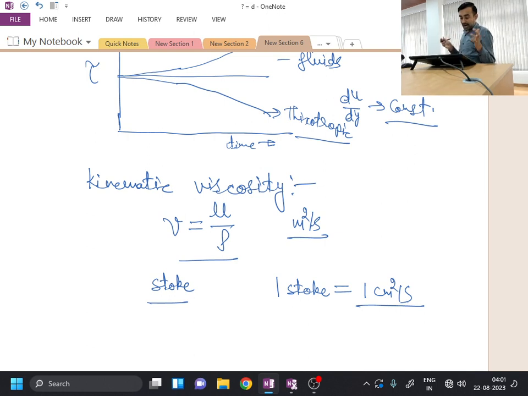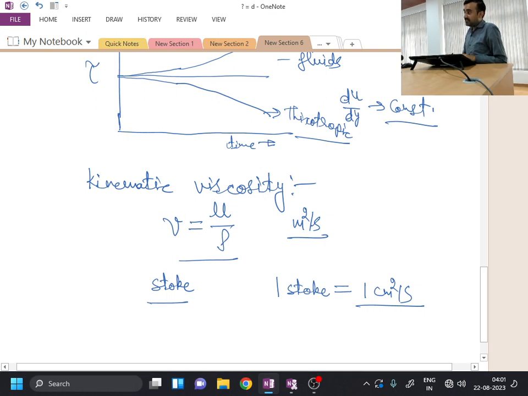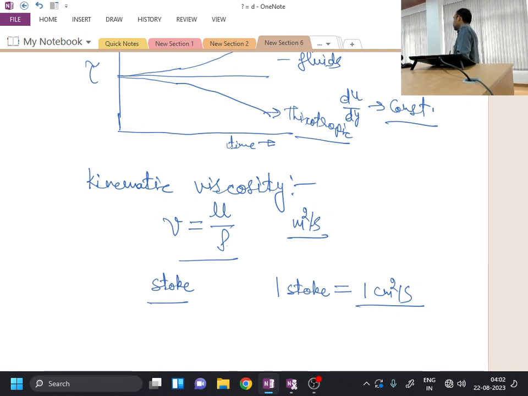Unlike kinematic viscosity, in case of dynamic viscosity we studied that for both liquids and gases, it does not change significantly with pressure. On the contrary, this kinematic viscosity involves rho in the denominator, and rho is a strong function of pressure. So when there are changes in the pressure, the kinematic viscosity of the fluid will also change significantly, because there will be significant changes in the density of the fluid.